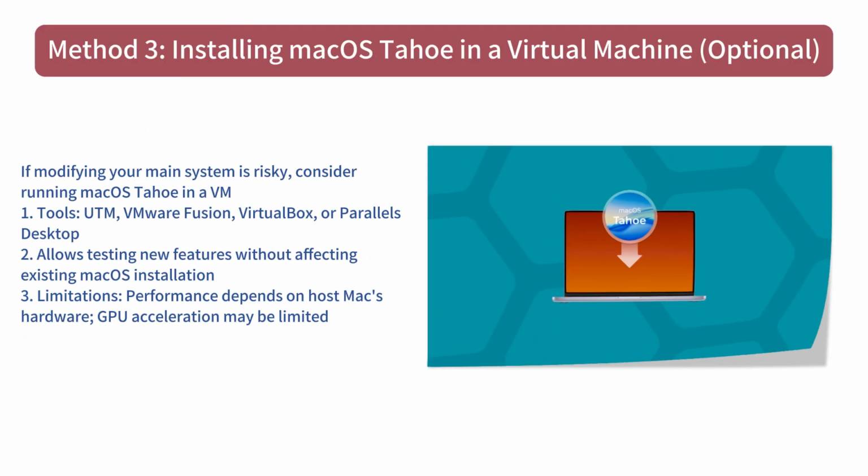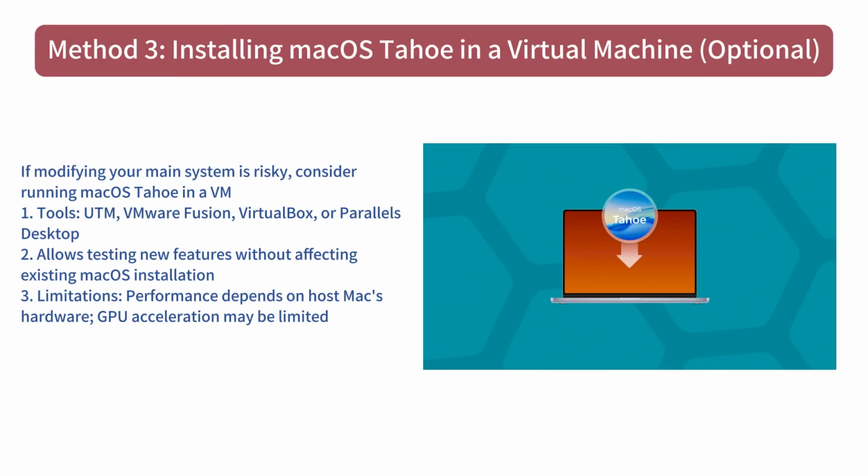If modifying your main system is risky, consider running macOS Tahoe in a virtual machine. 1. Tools: UTM, VMware Fusion, VirtualBox, or Parallels Desktop. 2. Benefits: allows testing new features without affecting existing macOS installations. 3. Limitations: performance depends on the host Mac's hardware, and GPU acceleration may be limited.